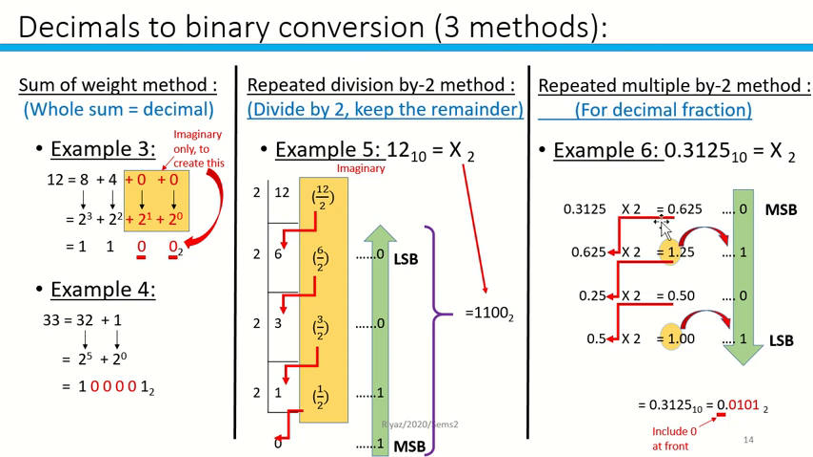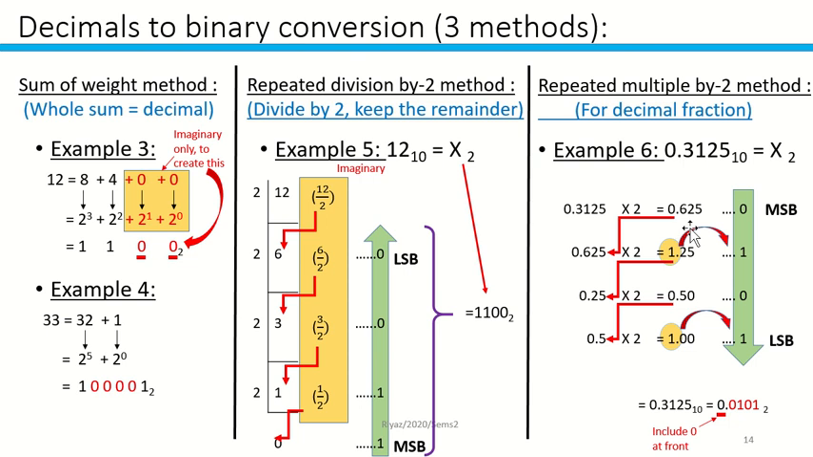0.3125 times 2, you're going to have 0.625. Because there is no value in front, the remainder is going to be 0 over here. So just bring the 0.625 to here and times by 2 again. Repeat. You're going to have 1.25.